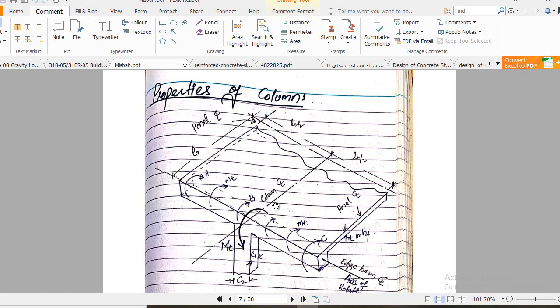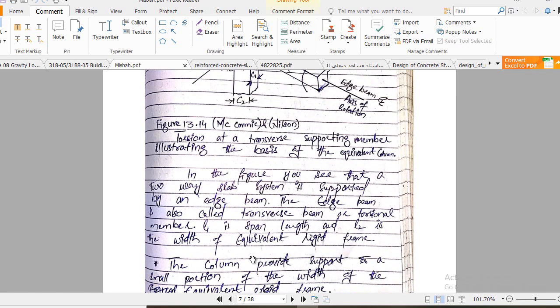This is the main key function, meaning there will be maximum torsional stresses as compared to this point, clear. So the whole theory is basically explained here. In the figure you see that a two-way slab system is supported by an H-beam, clear. The H-beam is also called transverse beam or torsional member, clear.